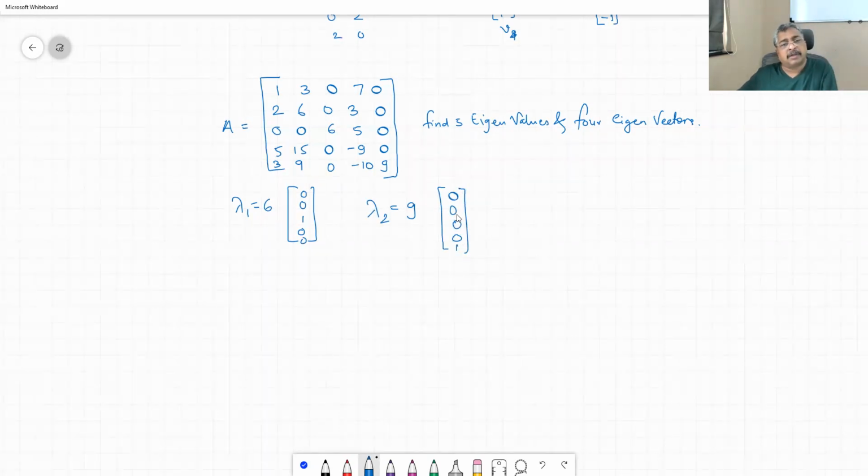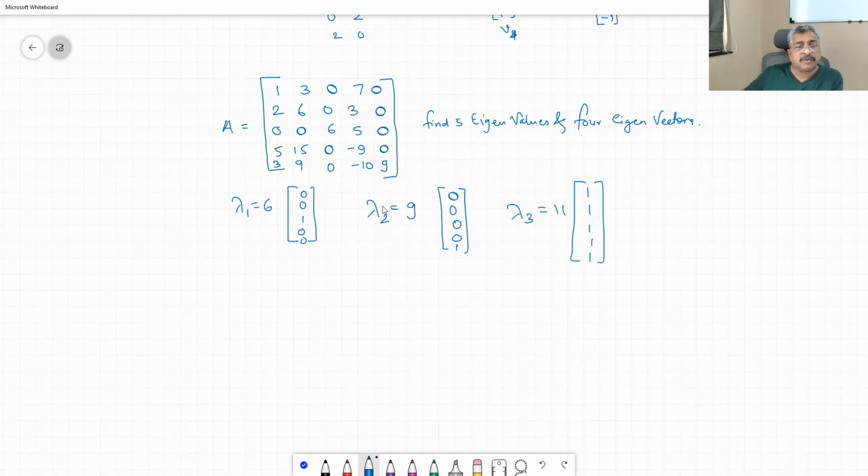Second, third observation: all the rows add up to 11. Yes or no? Yes. Lambda 3 is 11, with the corresponding vector 1, 1, 1, 1, 1. Okay, so these are the first three observations.